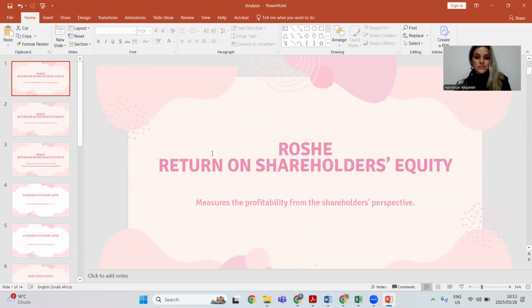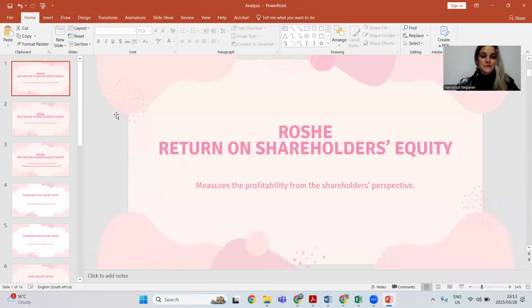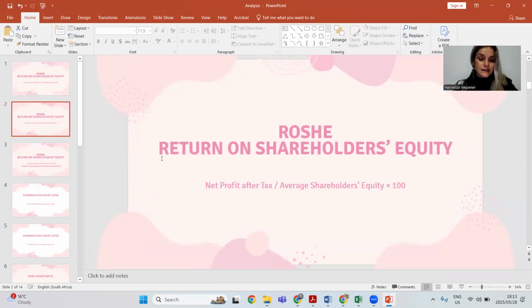So we said that return on shareholders' equity measures the profitability from the shareholders' perspective. This question is now asking, how is that possible? How does that happen? And in order to be able to comment on the how, it means that first of all, you need to understand what is within this ratio. It says that net profit after tax divided by the average shareholders' equity times 100% will give me my ROSHE. So in other words, I'm taking my net profit after tax and I'm dividing that by the average shareholders' equity.